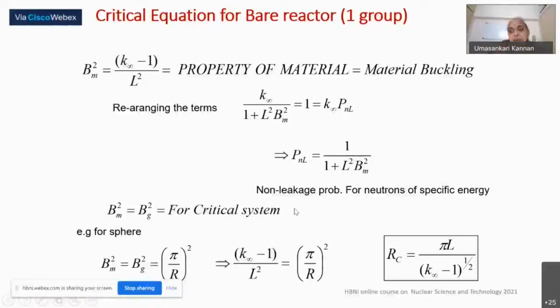But similarly, you can have a cylindrical system or a slab system and so on. I hope you have understood the definition of material buckling and how we have derived material buckling in terms of the material properties.